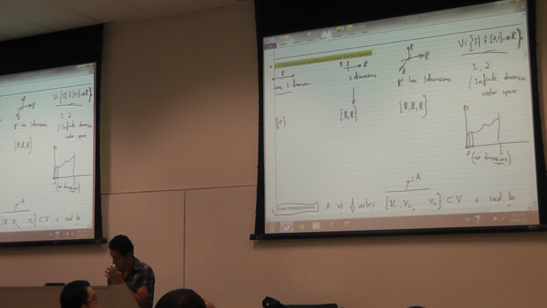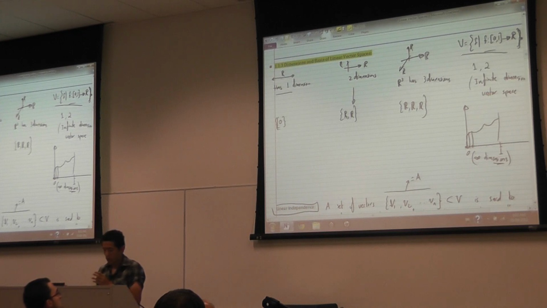Because you can define your basis set in different ways, but in any way, the basis set for V will have an infinite number of elements.